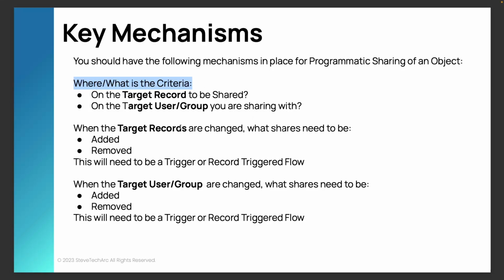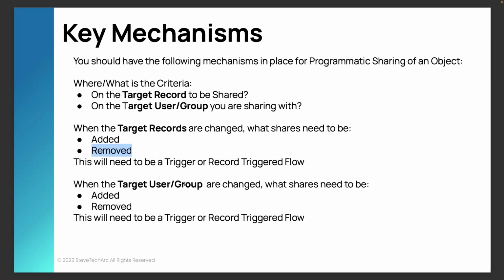2, you need to be knowing when the target records are changed. Because if new target records are created, who do you share them with? If something changes about a target record, either they're added, removed, then you need to decide which shares need to be added and removed. If a target record is based on a certain criteria and the record's edited, then that could cause shares to be removed and new ones to be created.